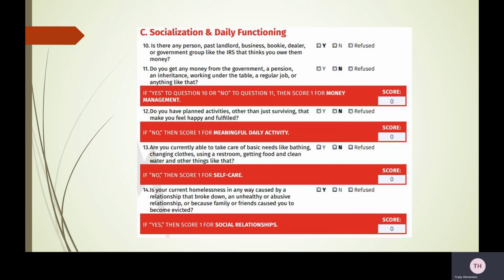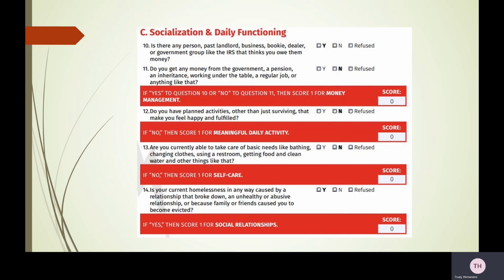Do you do anything that it's a plan? It has to be a planned activity that you know you're going to be doing, but that it brings happiness and joy to your life. If they say no to that, then they would score 1 for meaningful daily activity.